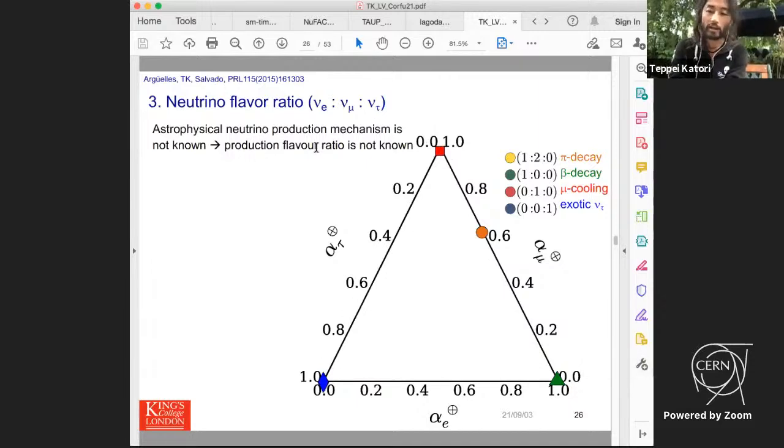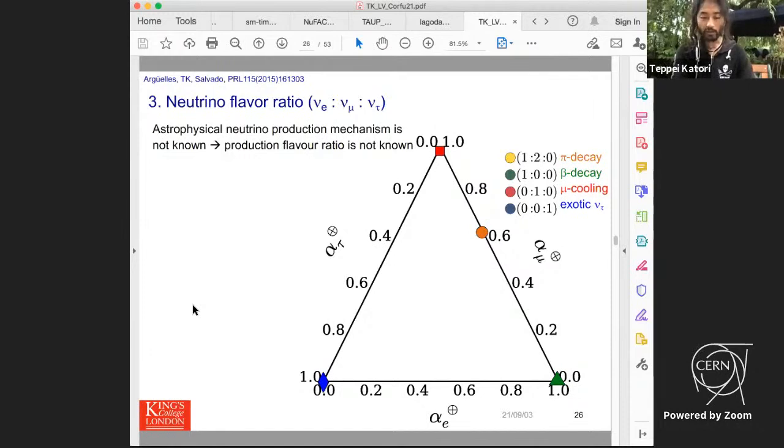The most likely production is some combination of electron neutrino and muon neutrino. So this yellow one, the pi decay, with electron neutrino to muon neutrino to tau neutrino in a 1 to 2 to 0 ratio, is likely, although we don't know. Some people say maybe everything is electron neutrino, or maybe everything is muon neutrino. So we don't know. Something along this line is the old solution. Anything with tau neutrino is a bit exotic, so I call it the exotic solution. So these are production models.